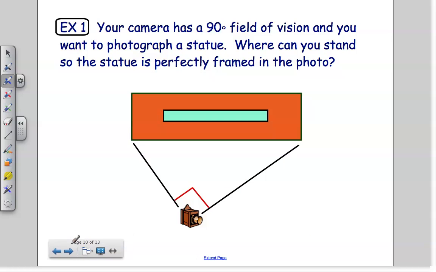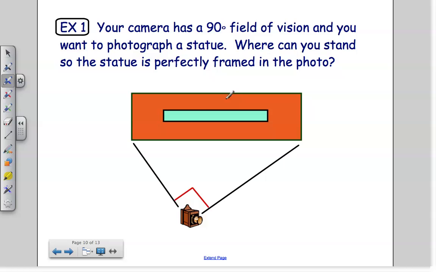Let's use that in a real-life problem here. You're taking a picture of a statue. This is like an overhead view, so you're looking down on some sort of statue. This green thing must be standing up, and the whole statue is this base, which is orange. And you know your camera has a 90-degree field of vision, so if you're standing here taking the picture, this is how much your camera can see, a 90-degree range between the two rays if you look to the edge of where the camera can take the picture.